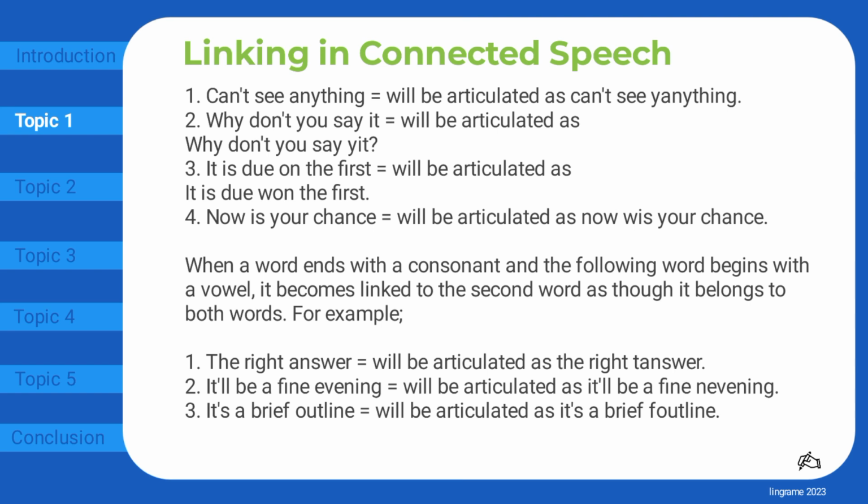When a word ends with a consonant and the following word begins with a vowel, it becomes linked to the second word as though it belongs to both words. For example, the right answer will be articulated as the right answer. It'll be a fine evening will be articulated as it'll be a fine evening. It's a brief outline will be articulated as it's a brief outline.